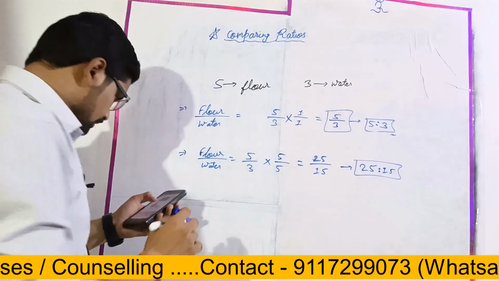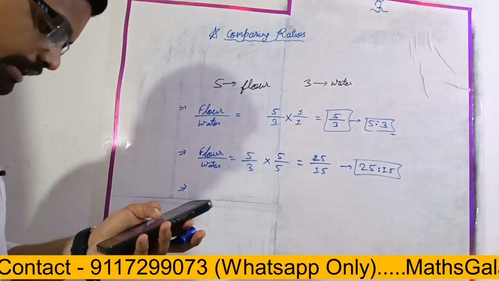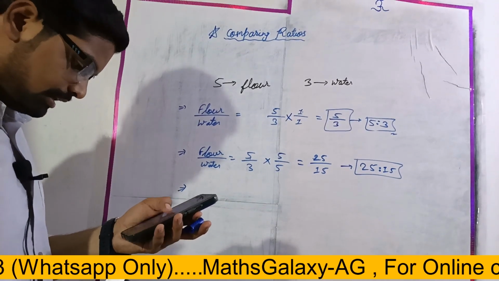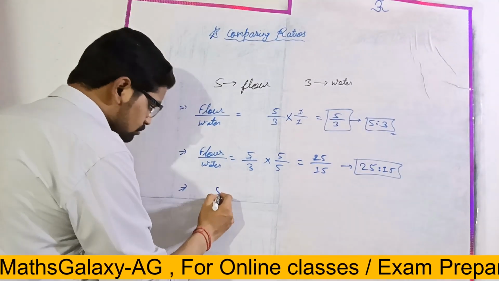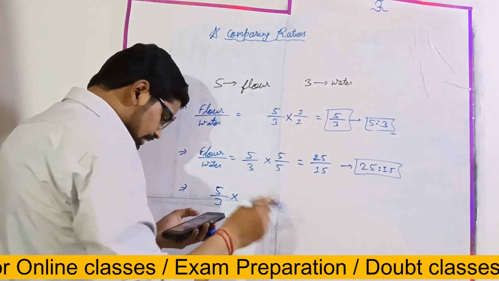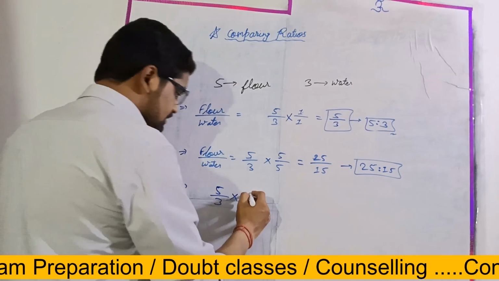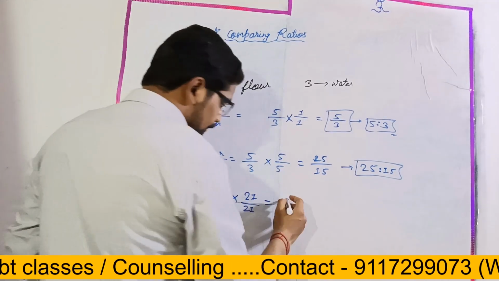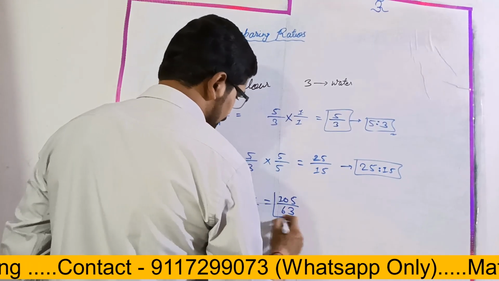Okay. Now the next question is, she uses 21 cups of water to make the same type of dough. How many cups of flour does she need? Same type of dough means the ratio should be 5 by 3 or 5:3. If she is taking 21 cups of water, है ना, then she should take 35 cups of flour, so that it will be 105 by 63. Very good, है ना?